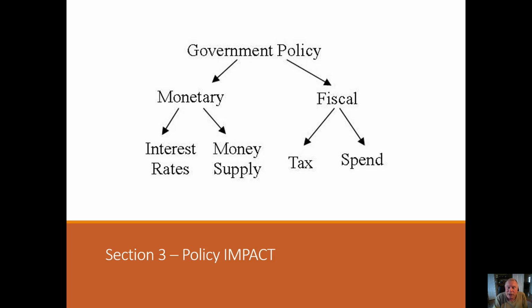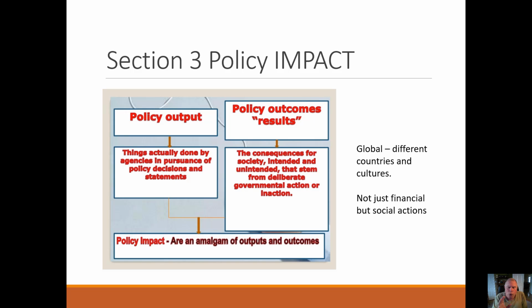So let's take a look at the key ones. What you have is policy output. These are things actually done by agencies. And then there's policy outcome results. And these are the consequences, intended and unintended, that stem from deliberate government action or inaction.